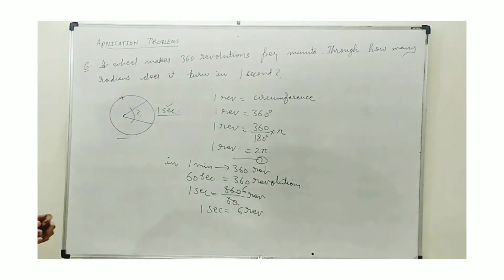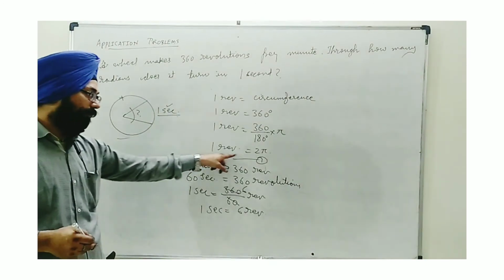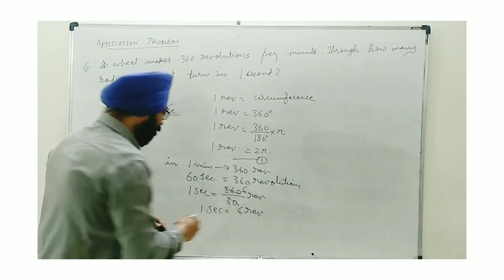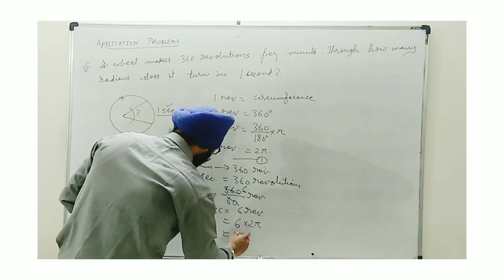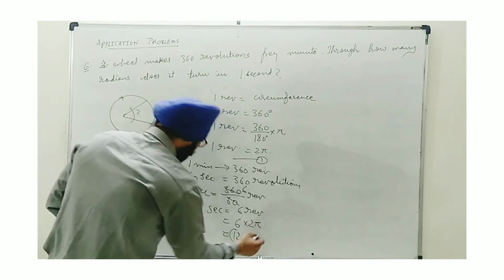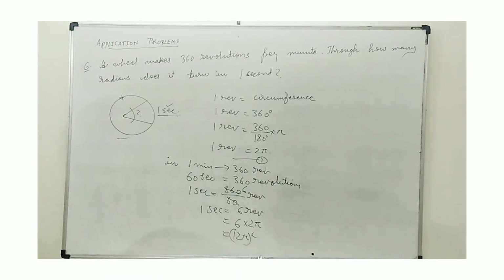Now the only thing left is to convert that to radian, as we have already seen 1 revolution is equal to 2 pi. So 6 revolutions is obviously equal to 6 into 2 pi, which will give you an angle of 12 pi radian. So in 1 second this turns by 12 pi radian at the center. I hope this is understood to you.